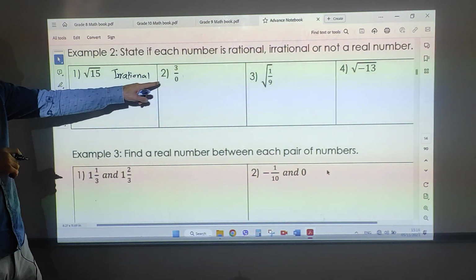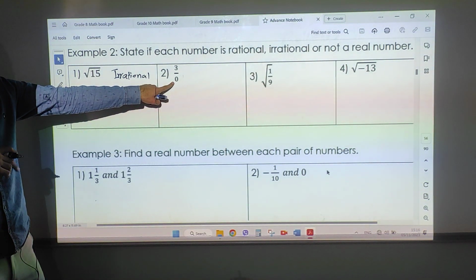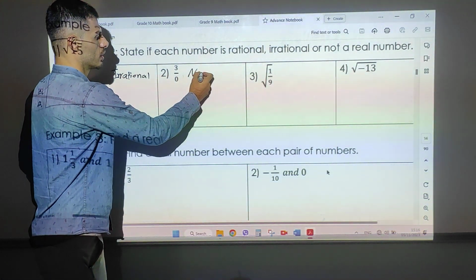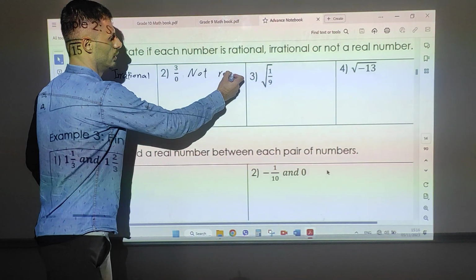Second one, we have denominator, down part is 0. When down part is 0, directly we can say this is not real.